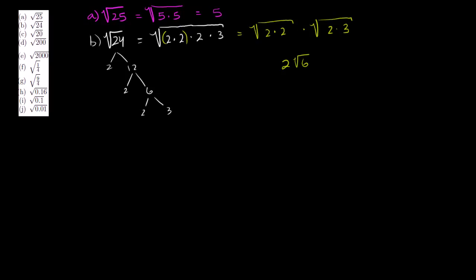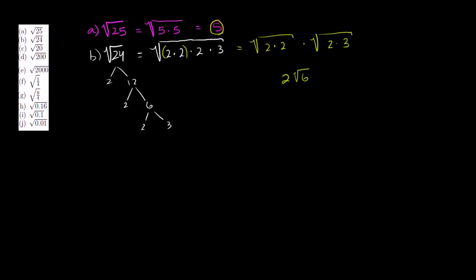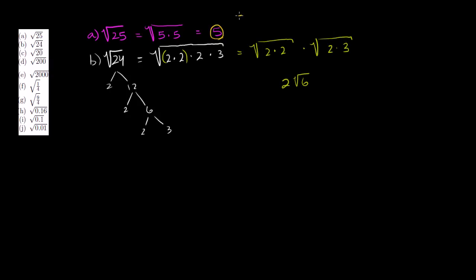Now, I said I would talk about whether things are rational or not. This is rational. This part A can be expressed as the ratio of two integers, namely 5 over 1. This is rational. This is irrational. I'm not going to prove it in this video, but anything that is the product of irrational numbers and the square root of any prime number is irrational. I'm not proving it here.